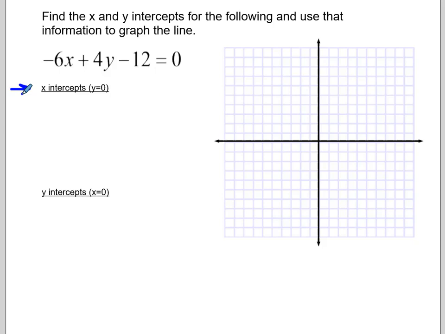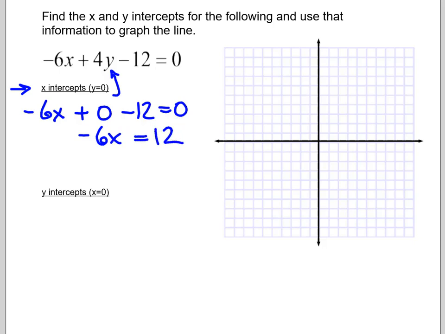So if I want to find an x-intercept, that's where my line crosses the x-axis, I know the y value is 0. So I can substitute in a y value of 0. My expression now becomes negative 4x plus 4 times 0 is 0, minus 12 equals 0. What's important there is that the y term has disappeared. It's gone. So now I just have to solve this expression.